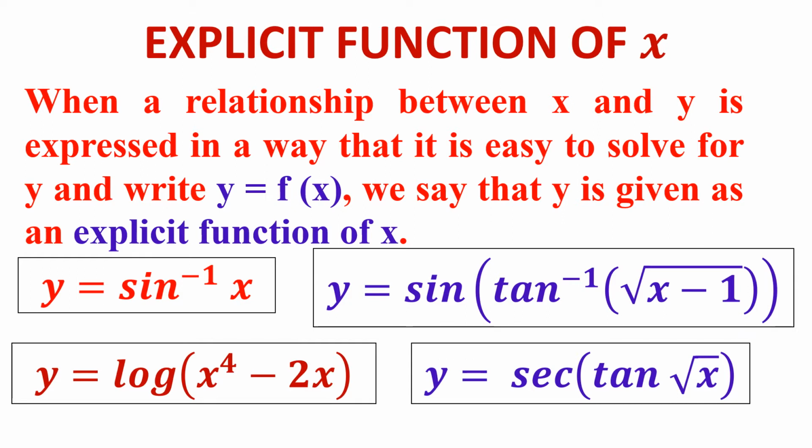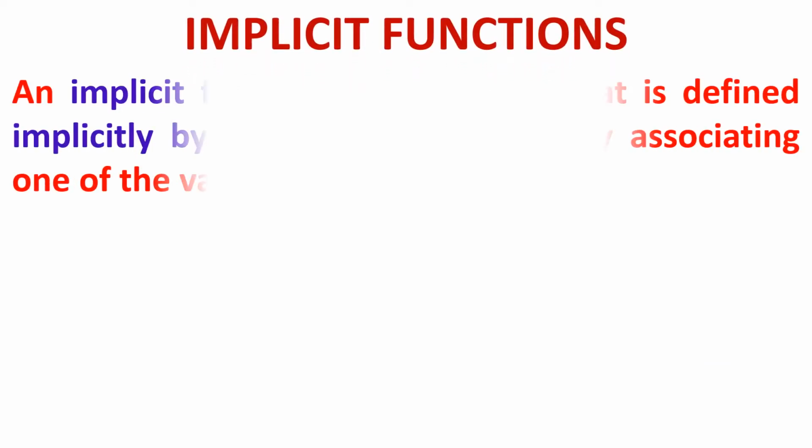On the left hand side we will find dy by dx, on the right hand side, as per the differentiation rules, we will try to find the derivative. These types of functions are called explicit functions of x. Let us see what are implicit functions.